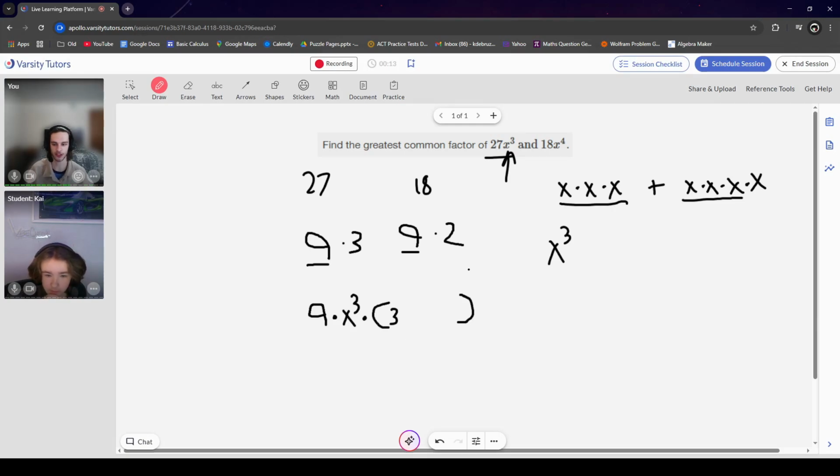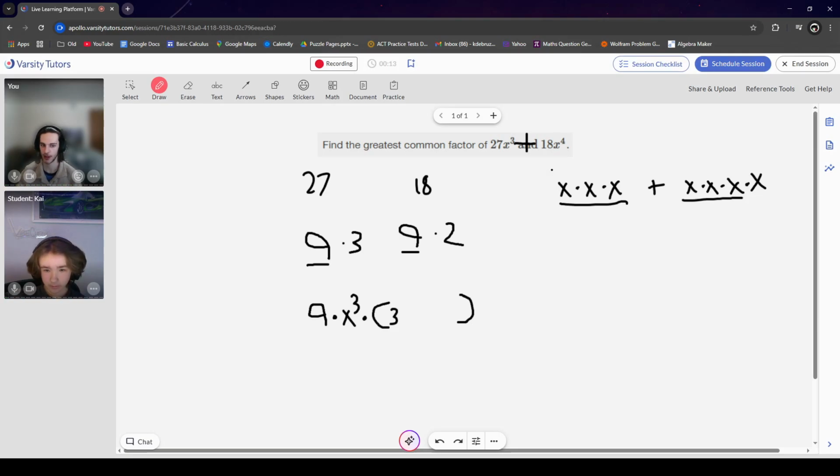And well, actually, we weren't told if these were added together or subtracted. So let's just say they were added together. So this is 27x^3 plus 18x^4. And then, let me ask you this: what is the remainder of 18x^4 after we factored out 9x^3?